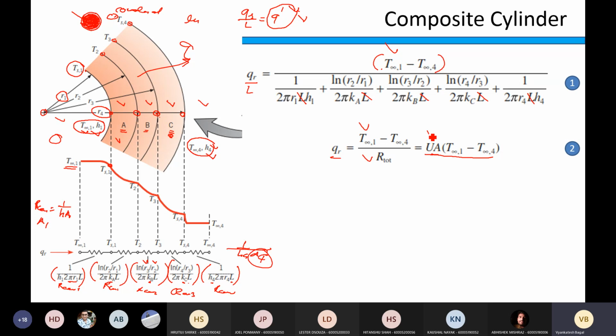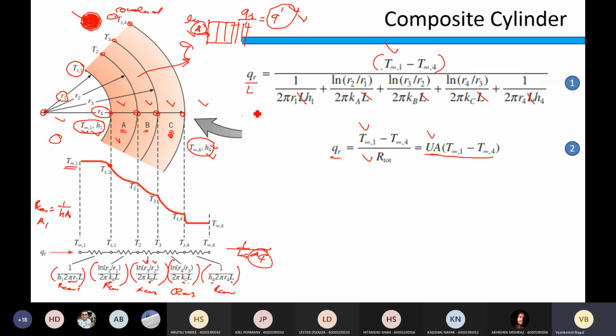Now this is not similar to the slab case, because in the case of a slab the area is not varying. Even if you go on adding layers to the slab, it doesn't make any difference to area A. Area A is constant everywhere, so your overall heat transfer coefficient is based on this area alone. There is no other term. Whereas in the case of a cylindrical system, if you go on adding layers, this area is varying. This area is continuously increasing, right?